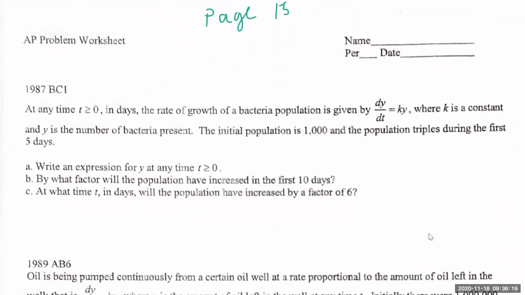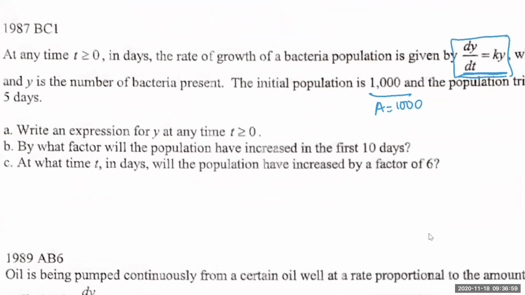And when they do stick it into the multiple choice, many of the questions I've seen on exponential growth and decay are like this 1987 one, where it says at any time t greater than or equal to 0, in days, the rate of growth of a population is given by dy/dt equals k times y. So once again, it's banking on you understanding that when I see that, I should know this is exponential growth and decay, where k is the constant and y is the number of bacteria present. The initial population, which we now know is 1,000, and the population triples during the first 5 days. So write an expression for y for any time t greater than or equal to 0.